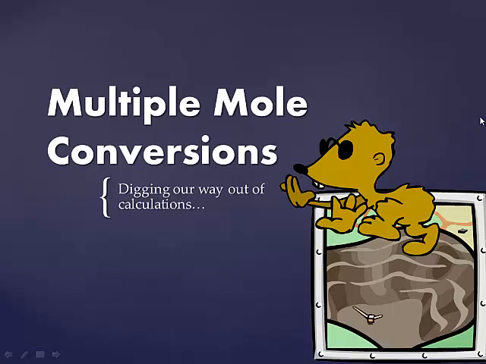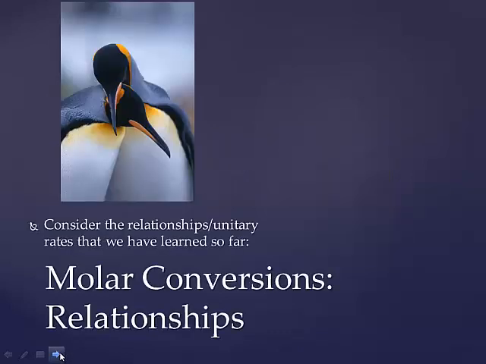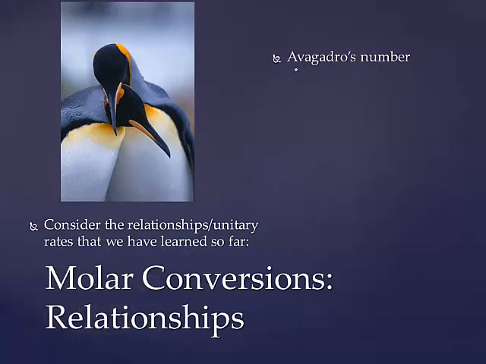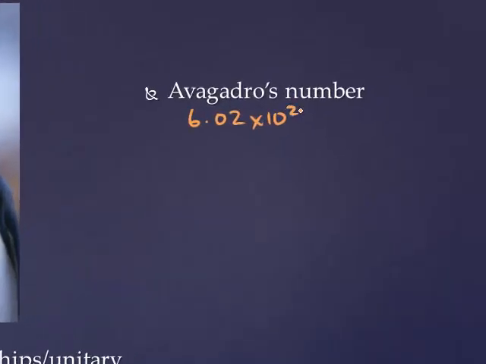Now the question is, how do we put multiple step questions together so that we can convert between any of those outer peripheral units without going independently as a step to the mole? So first we have to review and consider what unitary rates or relationships do we have between units that we can use in converting. One, we have Avogadro's number, and I'm hoping by now people know that Avogadro's number represents 6.02 times 10 to the 23.